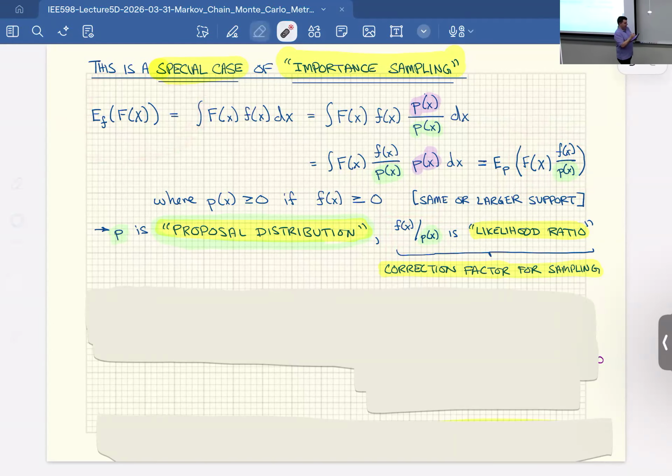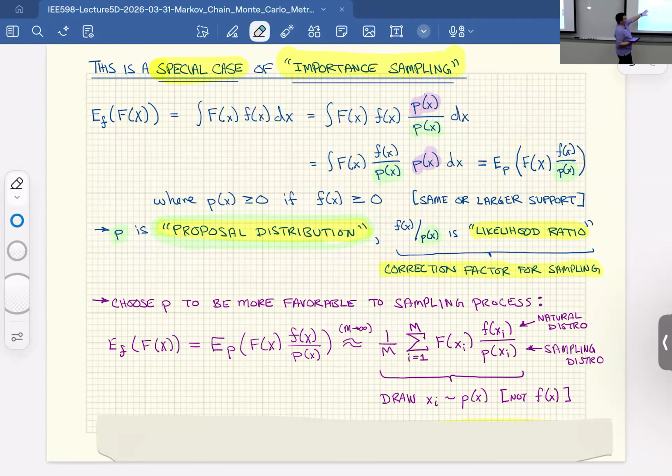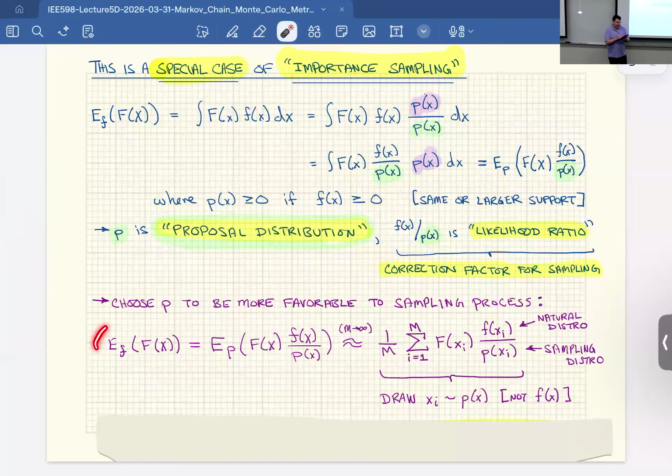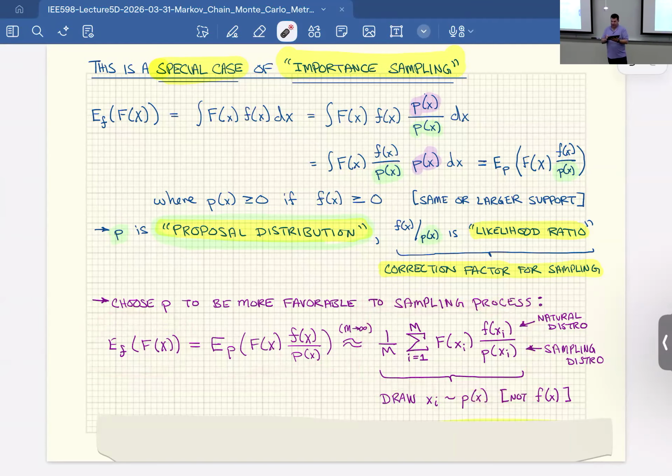That's importance sampling. And Monte Carlo integration is just a version of this. We're just choosing a proposal distribution to be more favorable to the sampling process. So I've written that out here: if you want to estimate this, that's equivalent to estimating this, which is this sampling and averaging process where you've got a different proposal distribution than the distribution you planned for. That's importance sampling and also Monte Carlo integration.